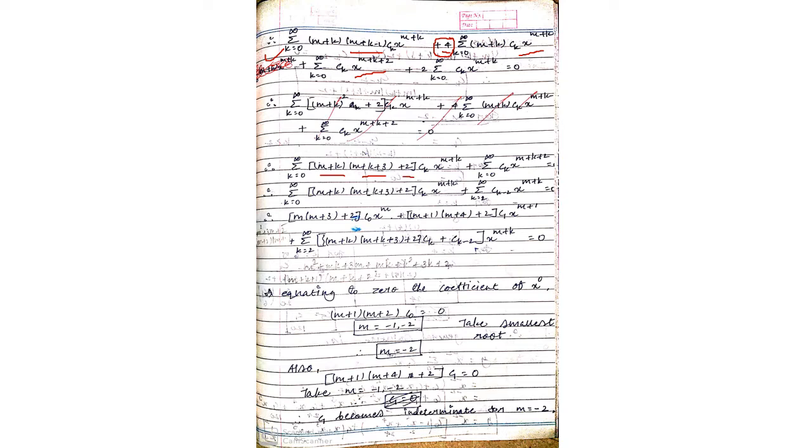And from all these terms, the common terms, c_k x to the m plus k, so I have written here. Now see this third term, that is a single term of x. So just keeping it as it is, summation k equals 0 to infinity, c_k x to the m plus k equals to 0. Now in the next step, you have to make a similar power.